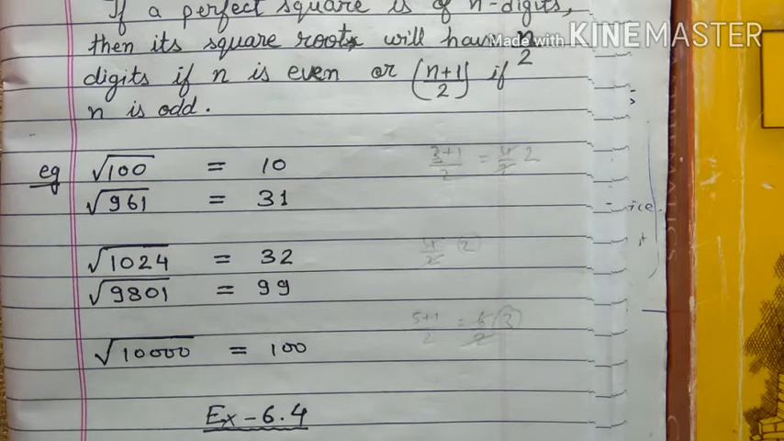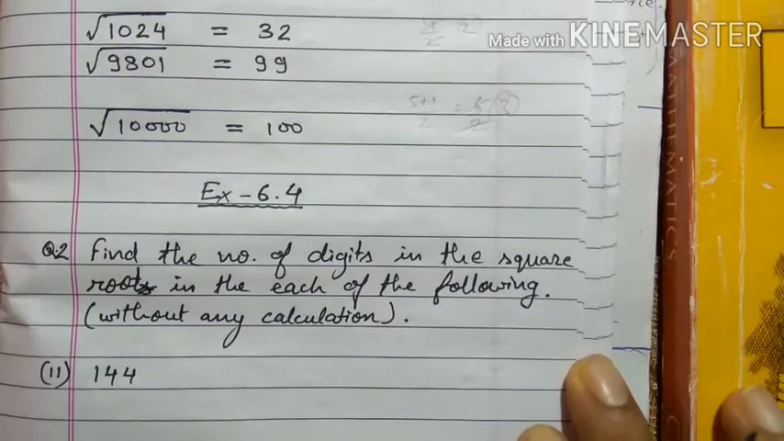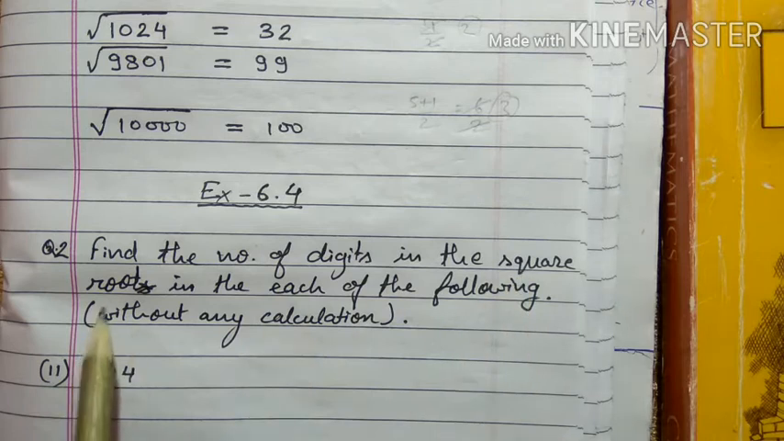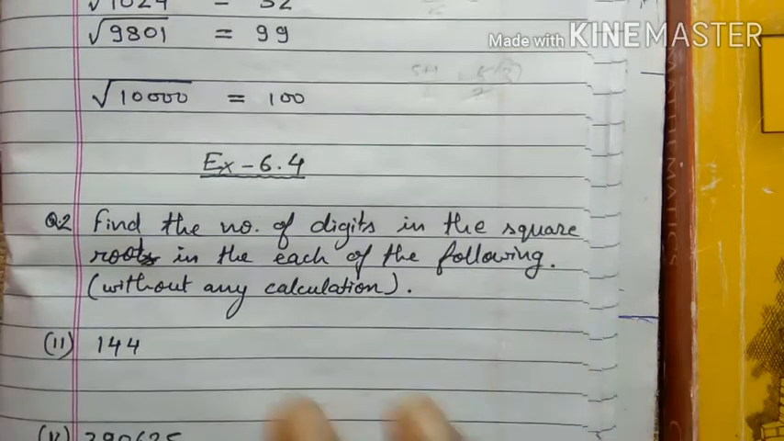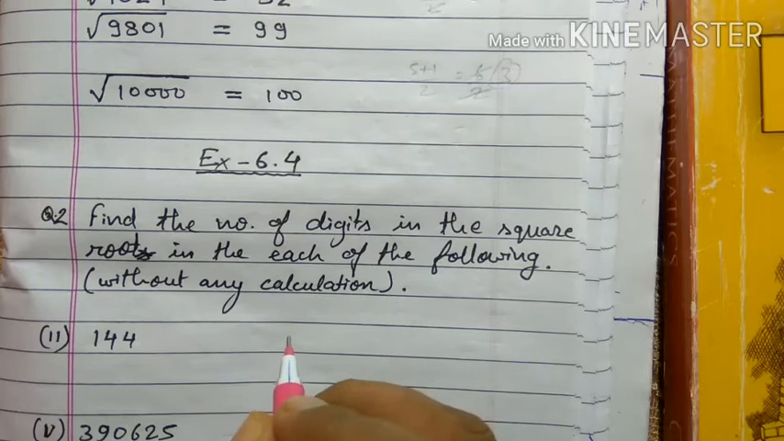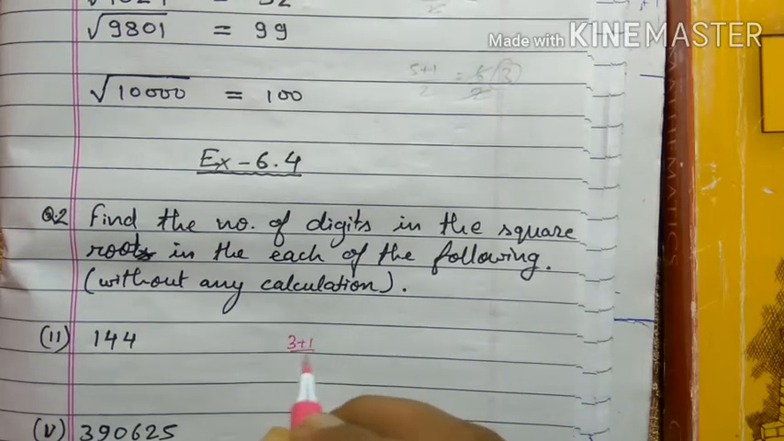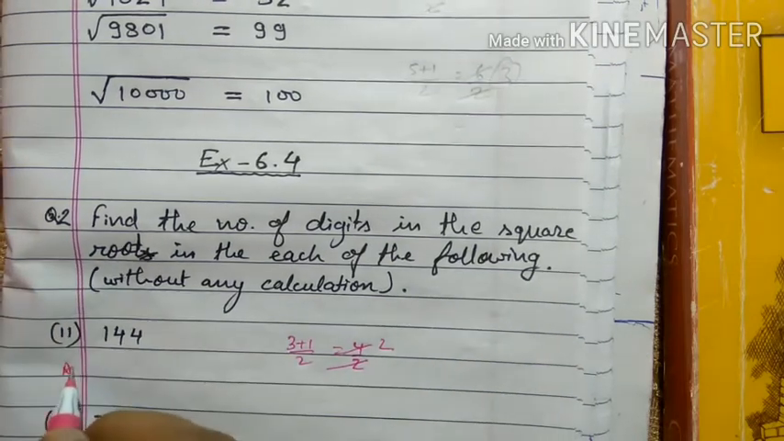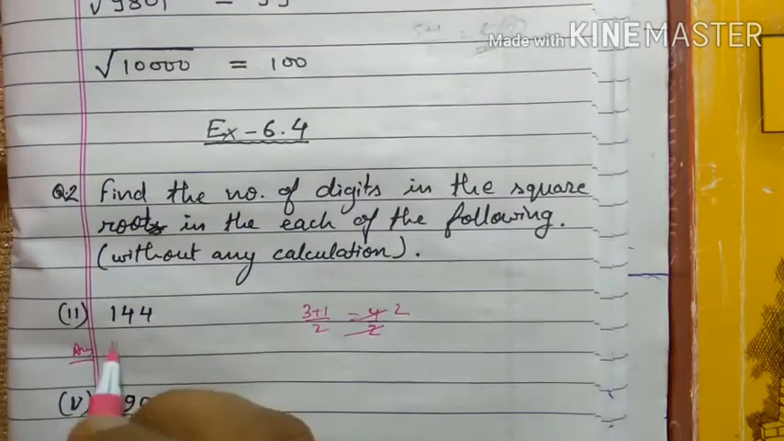Okay, so with the same concept we have to do question number 2 of exercise 6.4. In that we have to find the number of digits in the square root in each of the following without any calculation. Okay, so the first question is 144. How many digits does 144 have? There are 3 digits. So for 3 digits, what we take is (3 plus 1) by 2, that means 4 by 2, and 4 by 2 is 2 digits. So in the answer we will write the square root of 144 has 2 digits.